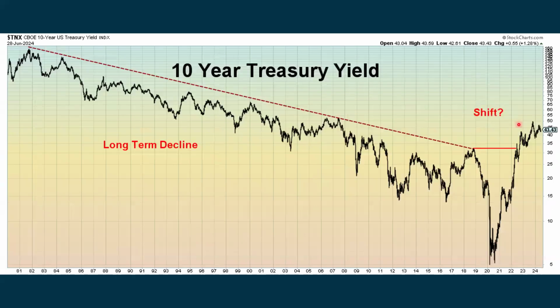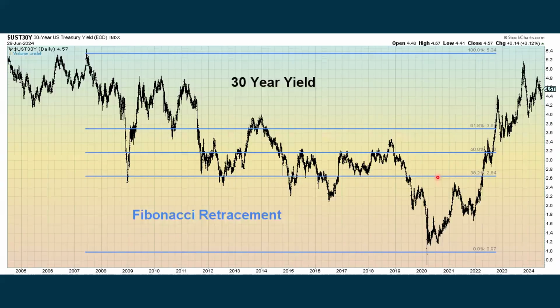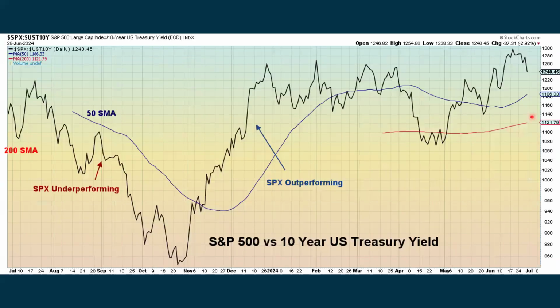This is a longer-term chart of the 10-year Treasury yield, where it does look like we're shifting to a higher interest rate environment, which is different than what we were seeing for about a 40-year period of time. Here's another fib retracement study with the 30-year yield, and we're right in between, so there's not much to see here. This is stocks versus the 10-year yield, showing how stocks are outperforming, even though we've seen some recent weakness.